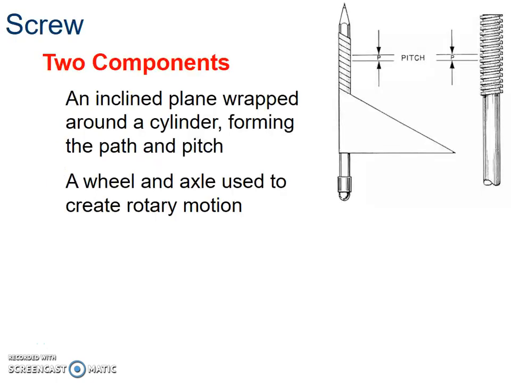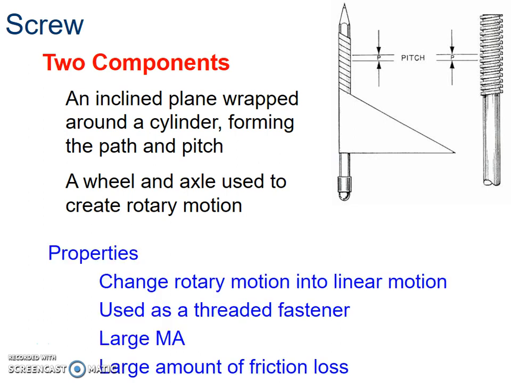This is the final simple machine, the screw, located in 1.1.1. The screw is an inclined plane wrapped helically around a cylinder, forming a pathway or a pitch. This is used to turn rotational energy into linear motion. So you're going to take a spinning object, such as twisting a wrench, to cause two things to come together.